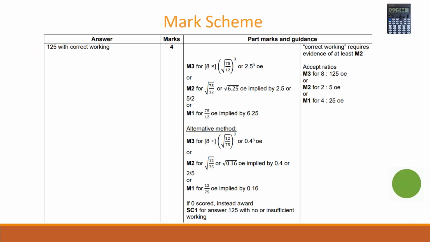The mark scheme on this question shows there are 4 marks. M3 means 3 method marks, OE means or equivalent, M2 is 2 method marks, M1 is 1 method mark. SC1 means if you've got an answer of 125 with no or insufficient working, you will only get 1 mark for the answer, because the question said you must show your working out. So if it says show your working out, please make sure you do, otherwise you won't get the full marks for this.